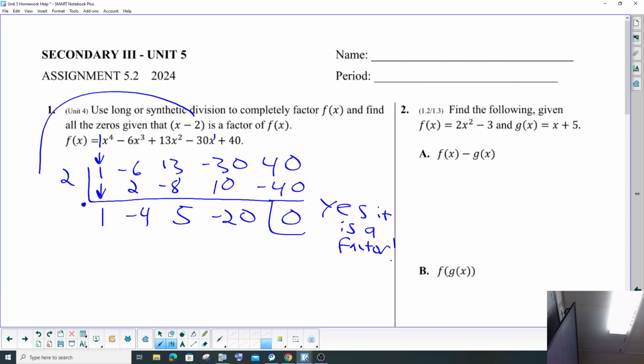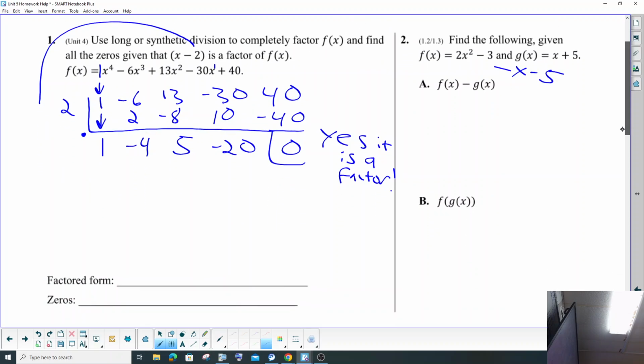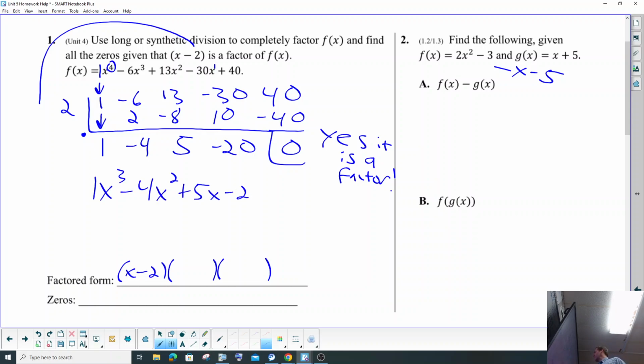Good. Whoa, this is just subtraction. So you just take 2x squared minus 3, and then you minus x minus 5. Okay, so then what's the factored form? Well, we got one of the factors they gave us as an x minus 2. And now you have to find the other factors, okay? Do you remember how to find the other factors? Well, it's 1 power less, so 1x to the 3rd power minus 4x squared plus 5x minus 20.